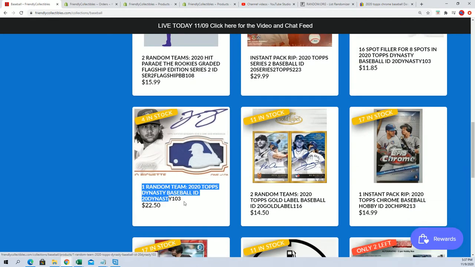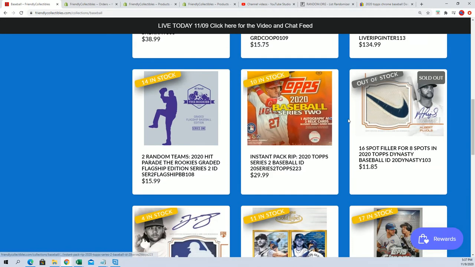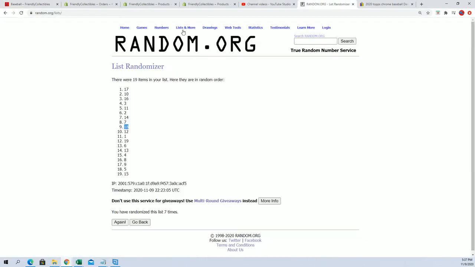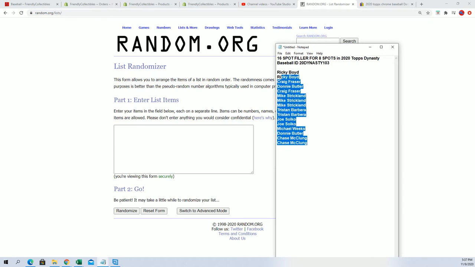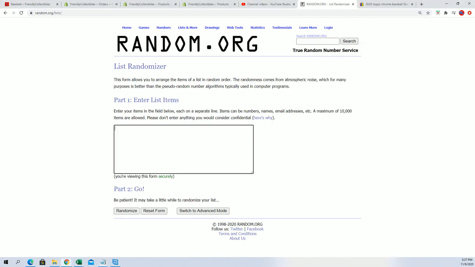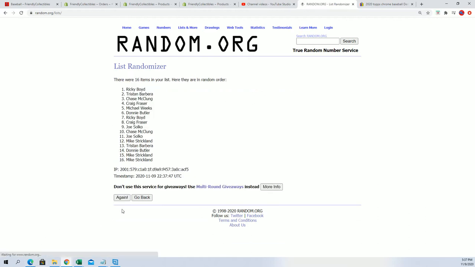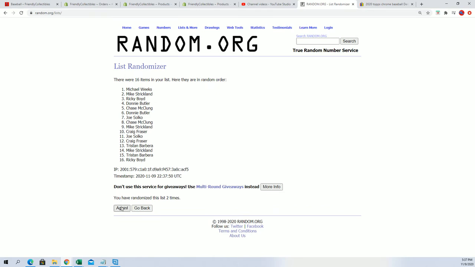There's 4 left in the actual box break. Let's do the filler and see what happens and who gets in. Good luck. You want to be in the top 8. After 7 times through, here we go.